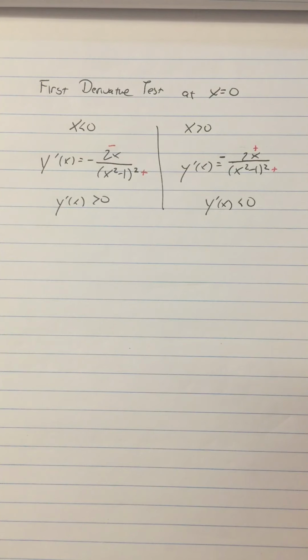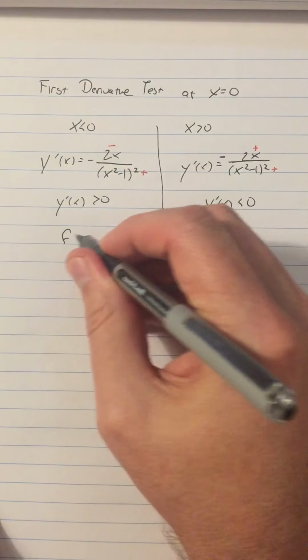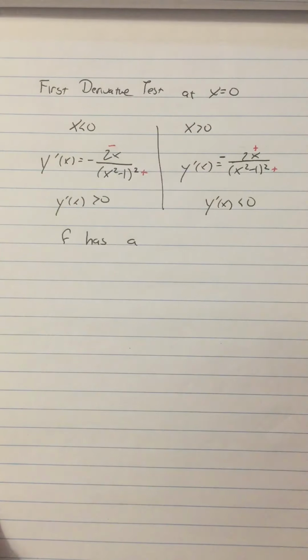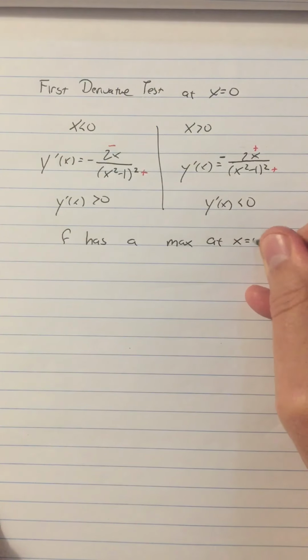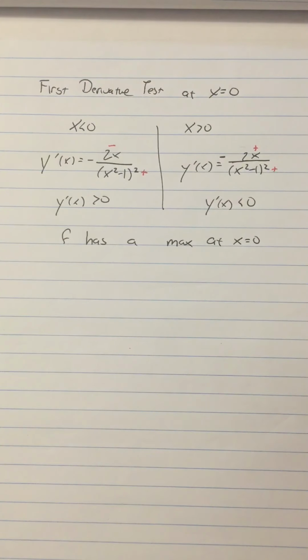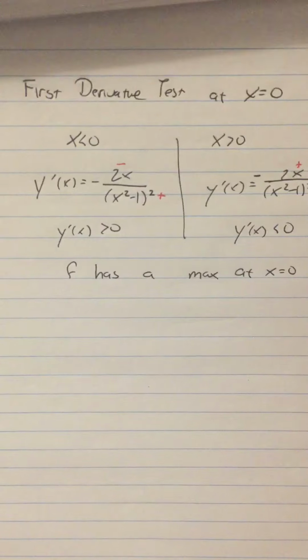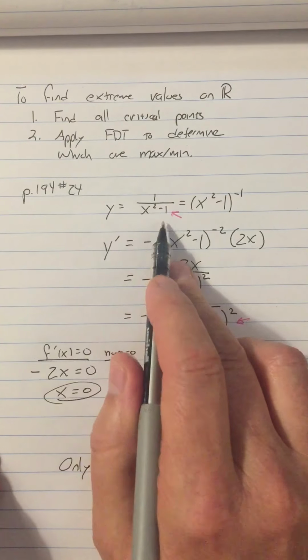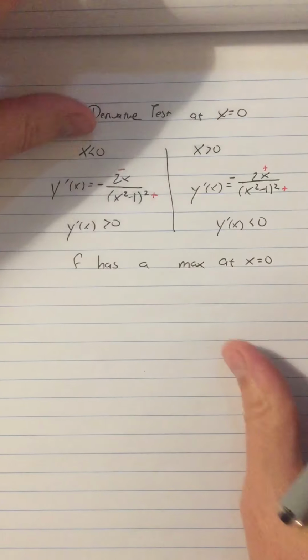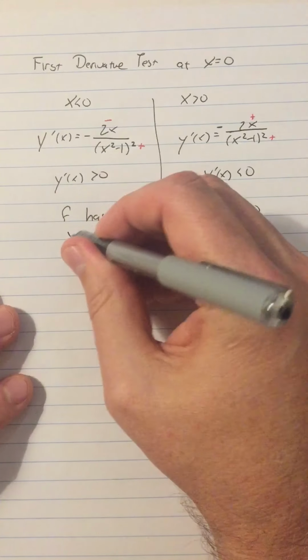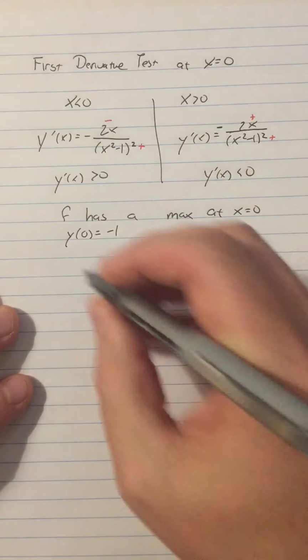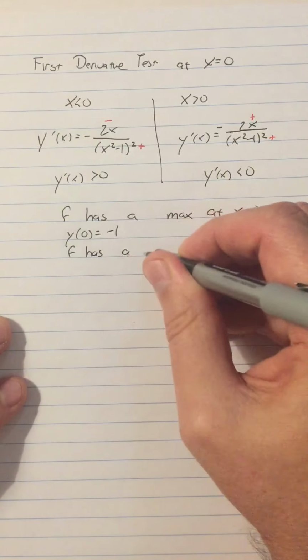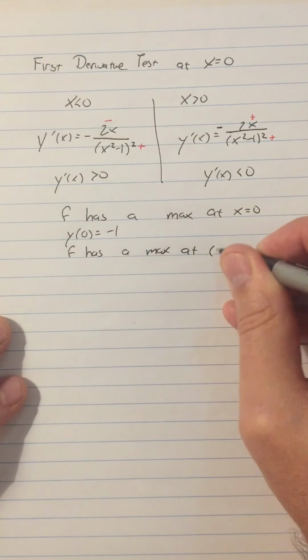So what we can say is that f has a what? F has a max. We have to say where it is, at x equals 0. In fact, a lot of times what we want is the x and y coordinate. So if we go back into our original equation and put in 0, we're going to get negative 1, right? So we can say, since y of 0 is equal to negative 1, we can go further and say f has a max at 0, negative 1.